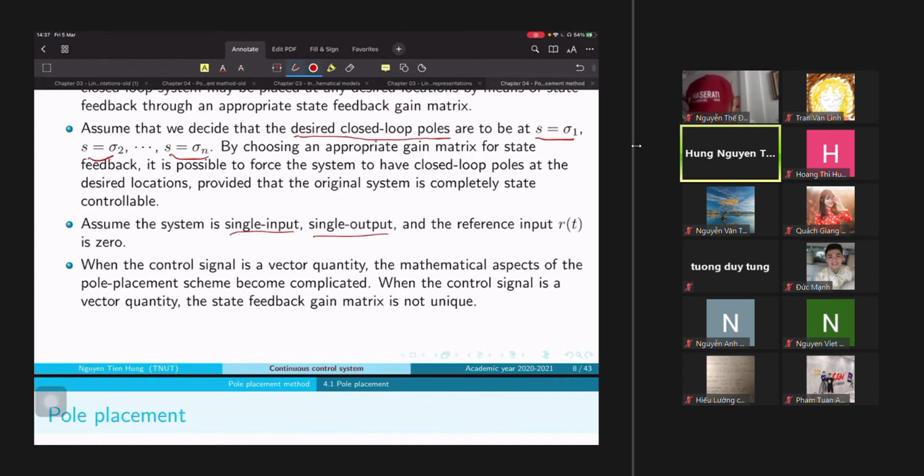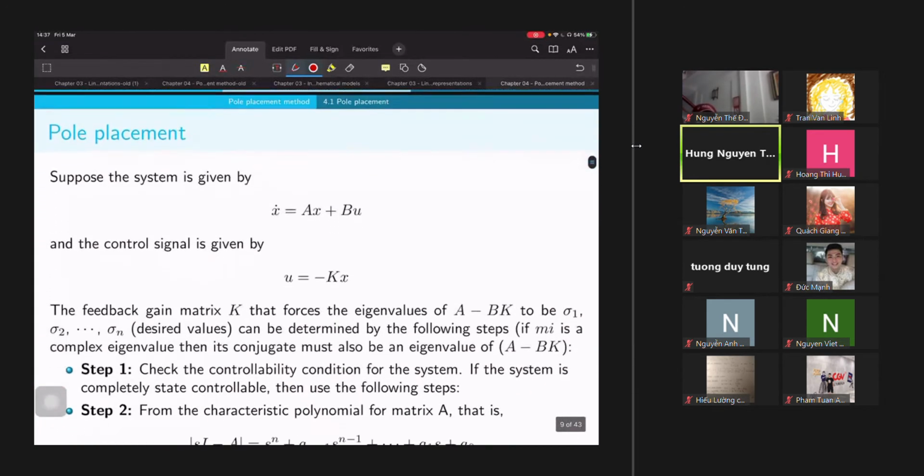And when the control signal is a vector quantity, the mathematical aspect of pole placement becomes complicated. Because when the control signal is a vector quantity, meaning multiple input, multiple output, the state feedback gain is not simple and not unique. But we will not consider this because it is a very advanced topic. We just need to know the idea: how can we place the pole at the design location?